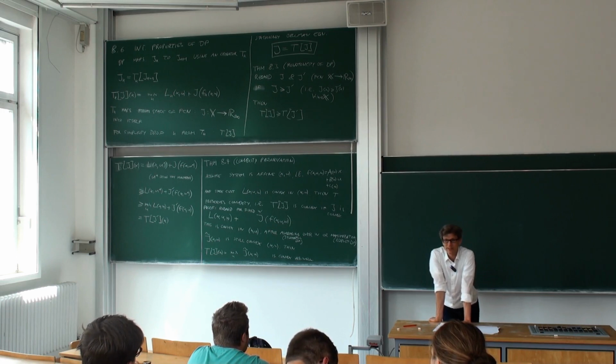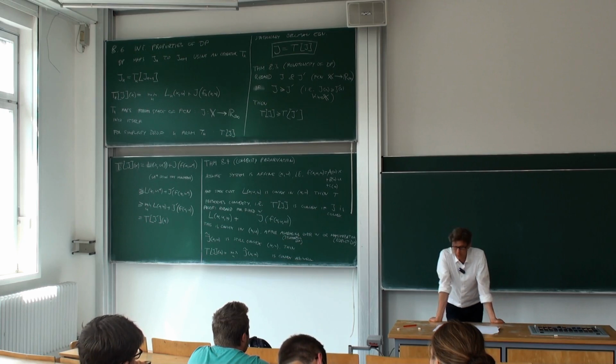So if you have a linear system and convex costs and convex constraints, the cost to go will be a convex function. That's the main message here.